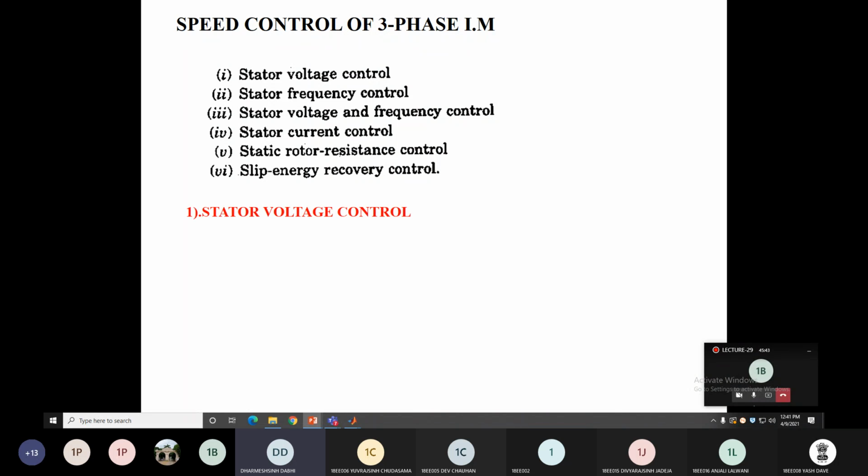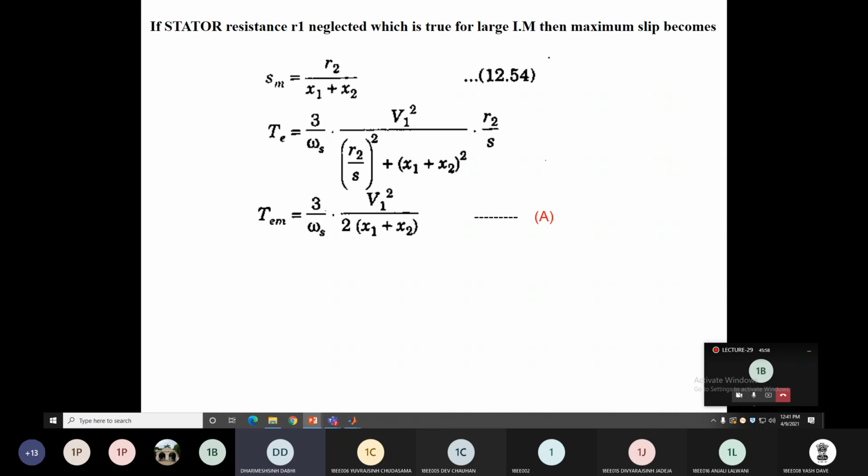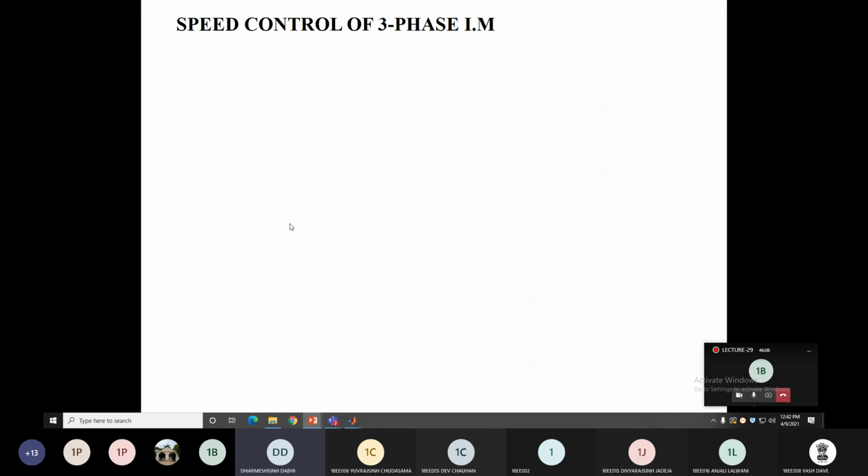First one is stator voltage control. It means by changing the supply voltage given to the induction motor, we can control the speed of the induction motor. As we already studied in the last slide, torque is directly proportional to the square of the supply voltage. So as you change the voltage, torque will change, and that torque will change the speed of the induction motor.